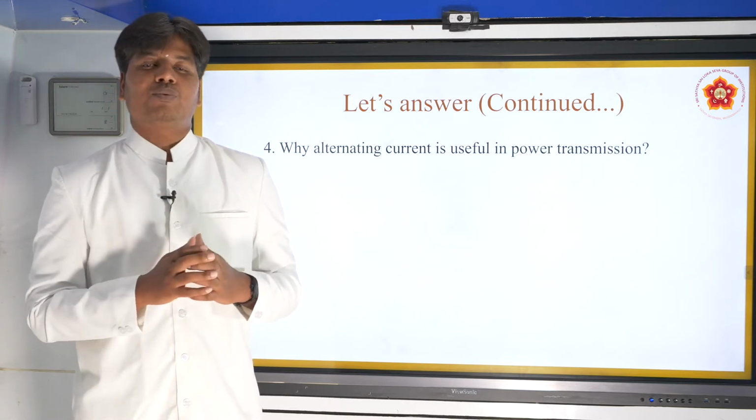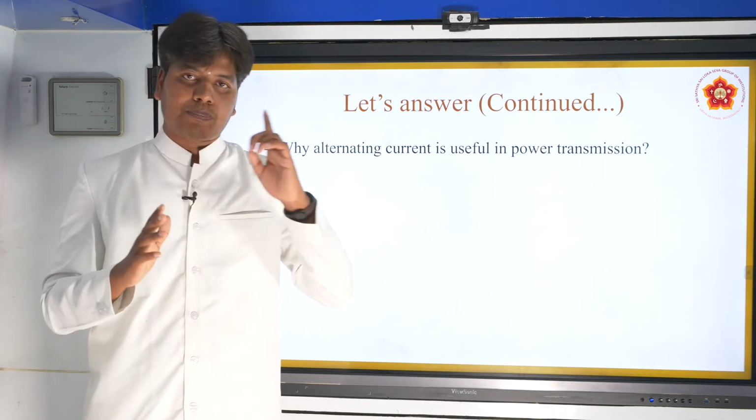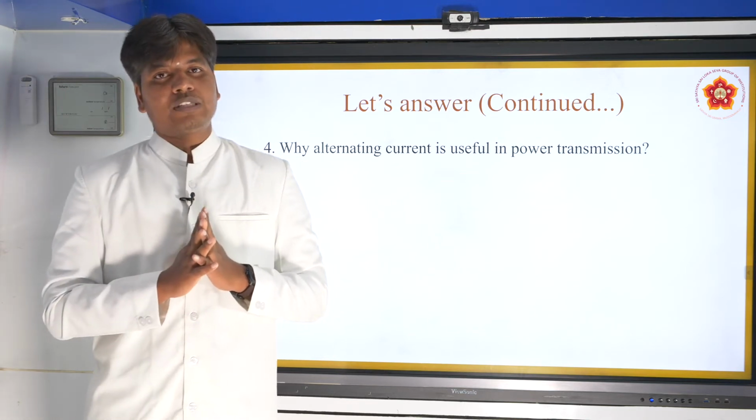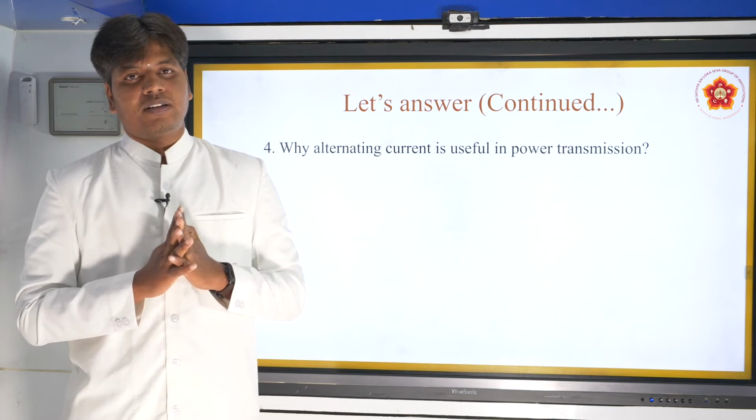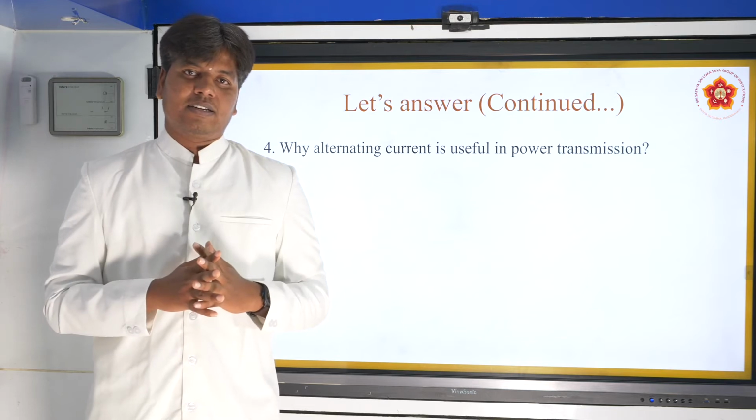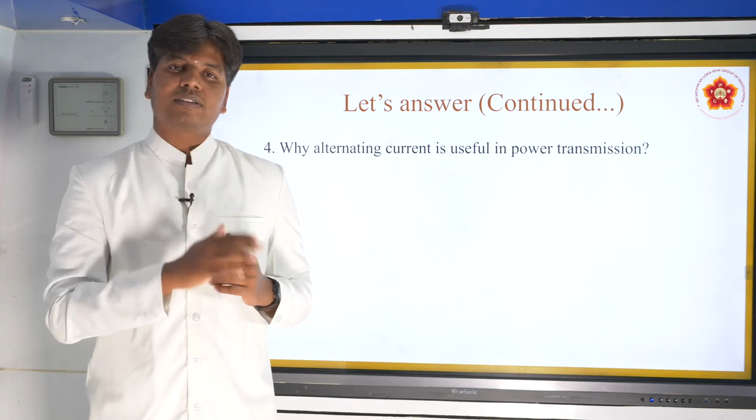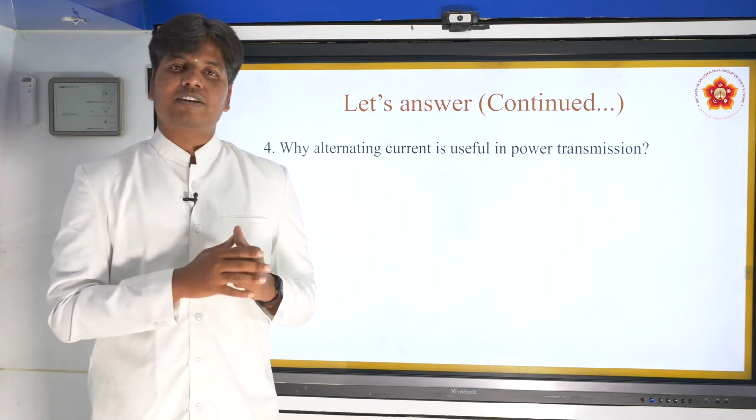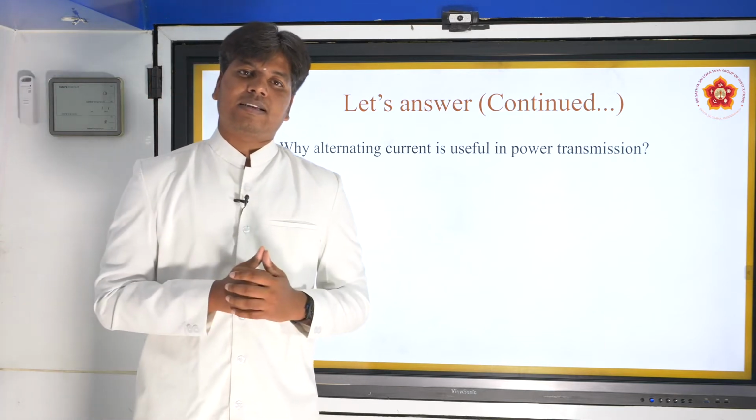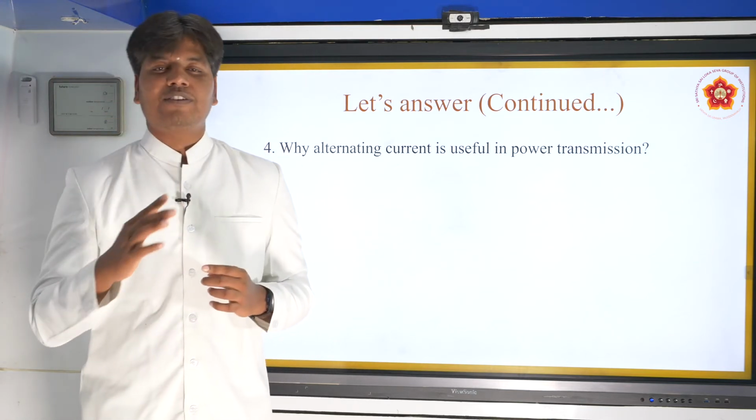That we call as what? EMF. The potential difference that is created in the secondary coil due to the primary coil we call EMF. So suppose in a transformer, in the primary coil we pass direct current, what happens? Direct current is unidirectional. It does not reverse its direction every now and then. So there is no change in electric current. When there is no change in electric current, will there be any change in the magnetic field around it?